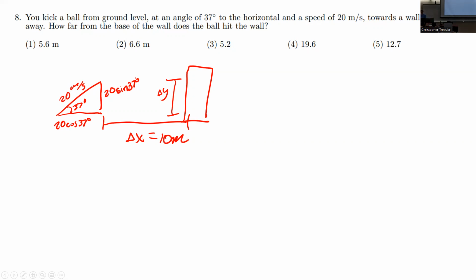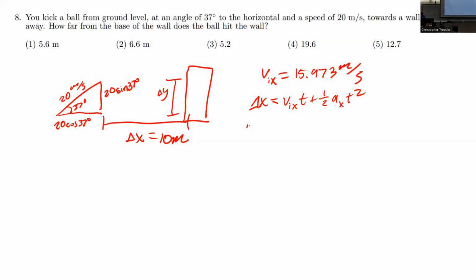So we have 20 cosine of 37 degrees, which I'm going to just do real quick. I got 15.97. So our initial velocity in X, I'll write it like this, is equal to 15.973 meters per second. And we know that our change in X is 10. So now we can probably use this equation right here: change in X equals V_ix t plus 1/2 a_x t squared, right? Hopefully you guys recognize this equation.